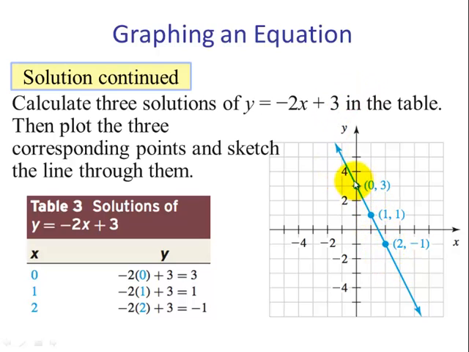So the y-intercept is (0, 3). It's the point that crosses the y-axis. And it also turns out that it's always going to be the same value as our b. In this case, b is 3. So the y-intercept is 3.